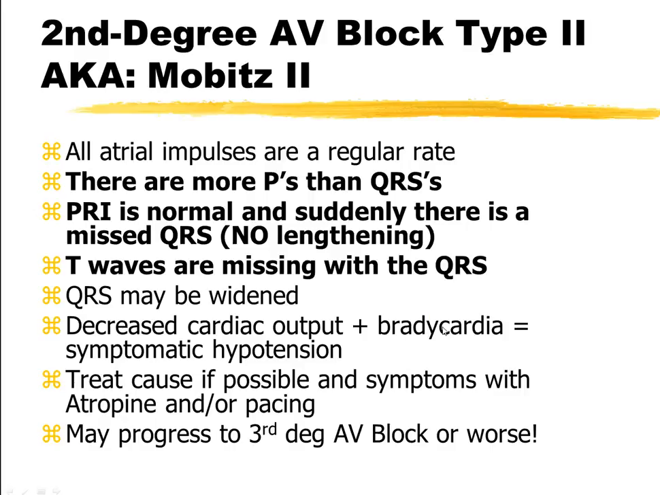Now, a second degree AV block type 2, also called a Mobitz 2, is very similar. People get them confused because Mobitz 1, Mobitz 2, second degree, which one's which? They are the same except the PR interval is always normal. It doesn't get longer. It's the same. So it's very much the same as the other one. As you see down here, the stuff on the slide is the same.